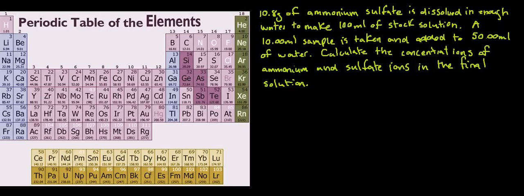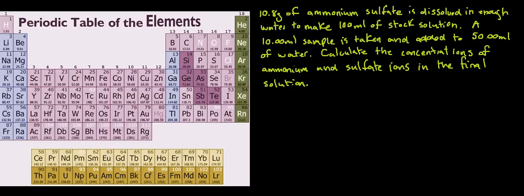So first I'm going to have to find the moles of ammonium sulfate, then I'm going to find the concentration of that stock solution, then I'm going to find out the amount of moles that I add to the second solution when I take 10 milliliters of the stock solution.